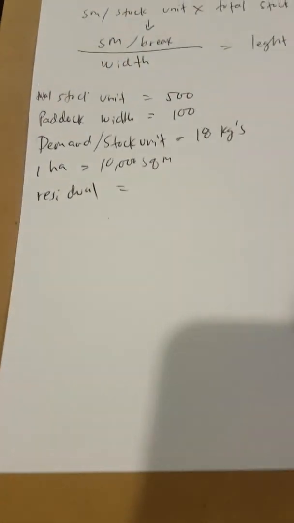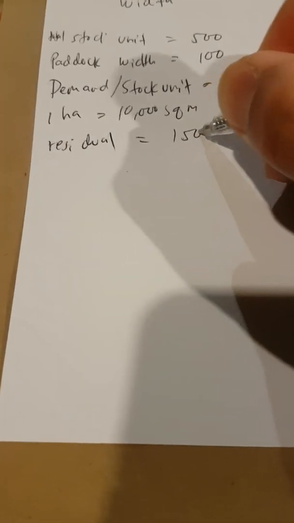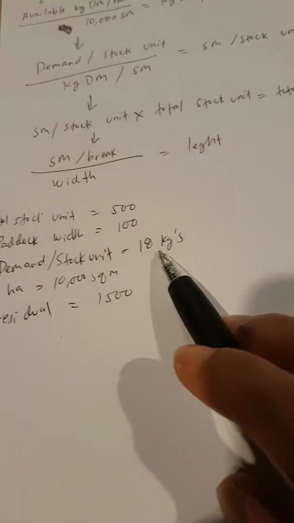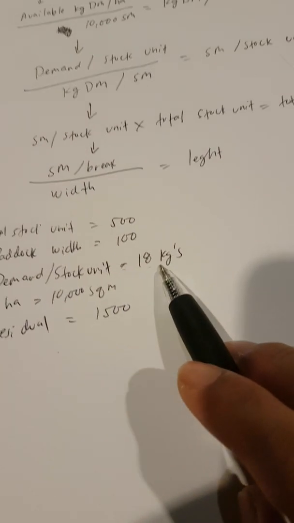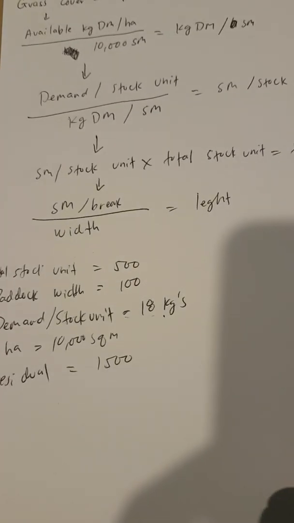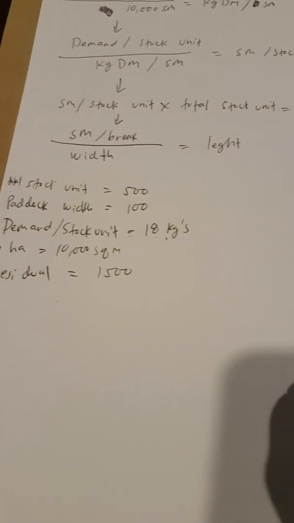Alright, residual. Let's say desired residual is 1500, because that's pretty much what they want anyway. Normally the demand per stock unit during winter is very low, and it depends on how much supplement you have on your farm. So let's just say we're looking for 18 kilos.